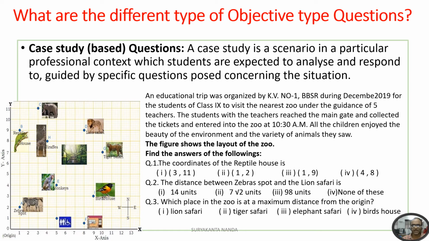The figure shows the layout of the zoo. Find the answers of the following. The coordinates of the reptile house is dash. The distance between zebra spot and the lion safari is dash. Which place in the zoo is at a maximum distance from the origin? Similarly, you may frame your own questions also.